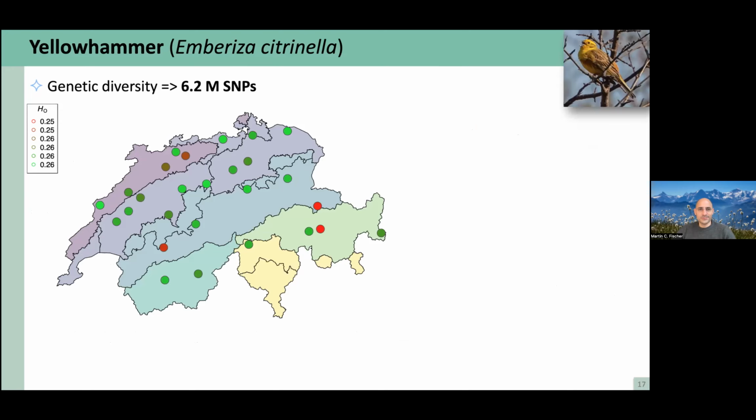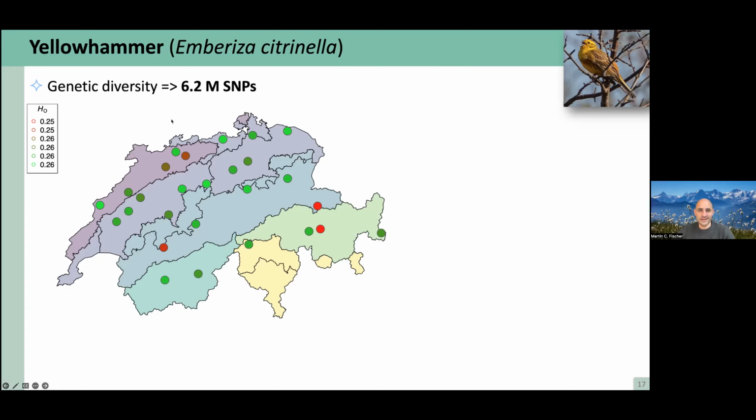Then I would like to come to the second species where we have not yet analyzed the entire data, but at least called SNPs of the entire whole genome data, which is the Yellowhammer. In this case, we have six times more SNPs. We have more than 6.2 million SNPs called. And this is again the map of genetic diversity, but now it's only averaged observed heterozygosity per population, not yet Watterson's theta, because I could not yet calculate that.